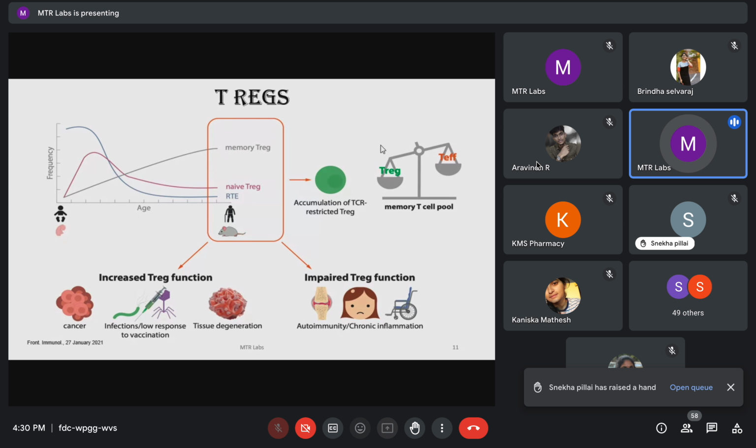If there is an imbalance in the T regulatory cells, problems arise. Increased Treg function will cause problems, and impaired Treg function will also cause problems. So this should be in a homeostatic state. Increased Tregs might cause cancer, low response to vaccination, or tissue degeneration. And if the Treg is not functioning properly, it will lead to autoimmunity or chronic inflammation.